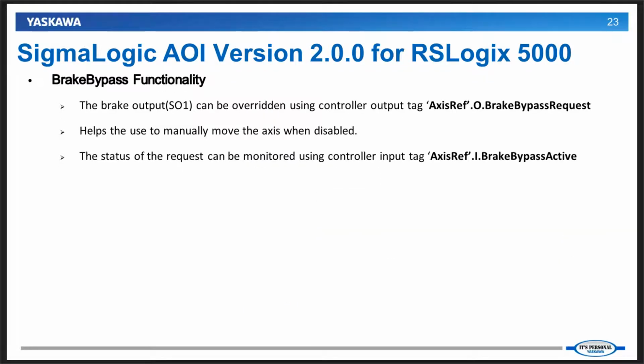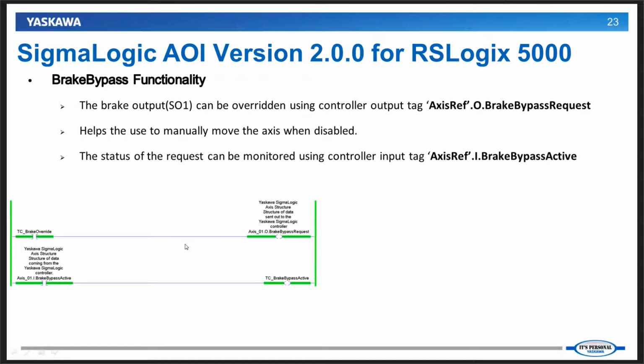Brake bypass functionality is now available, which means you can bypass the brake signal and energize the brake coil when the servo is not enabled, which means you can actually move the axis when the servo is disabled by triggering brake bypass request. The controller output tag for that is accessref.o.brakebypassRequest, and you can also monitor the status of your brake bypass command using the controller input tag called brakebypassActive.